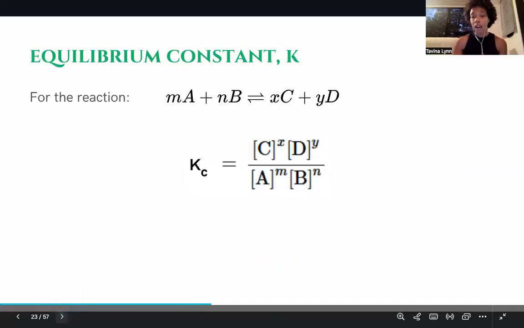Well, just like our reaction quotient, it would be K sub C equals the product concentrations raised to their coefficients over the reactant concentrations raised to their coefficients. So the expression is basically the same for our equilibrium constant as our reaction quotient. And that's what I mean by it has commonalities.